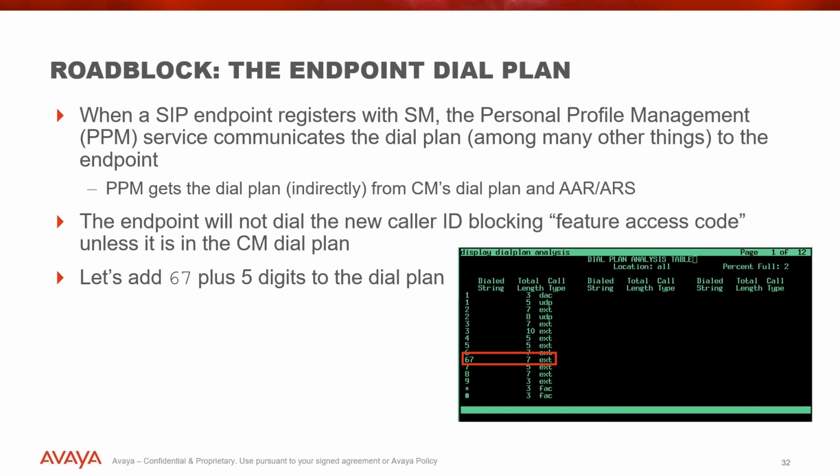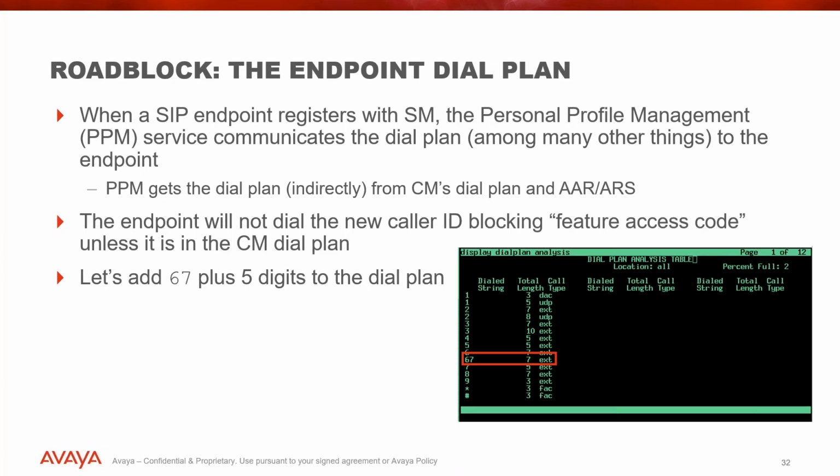So that was the first thing that happened. I said, okay, let's make up a feature access code. Let's call it 6.7. I dial 6.7 and the endpoint says, nah, you can't dial 6.7. So I need to add the 6.7 plus my 5-digit extension to the CM dial plan. Not a big deal, just you need to know that you have to do this.